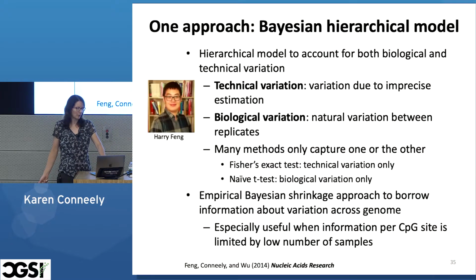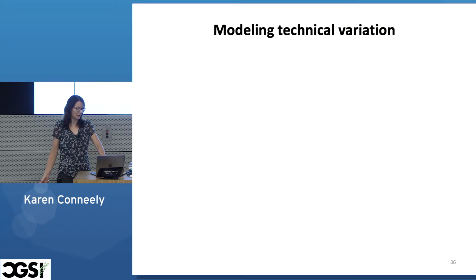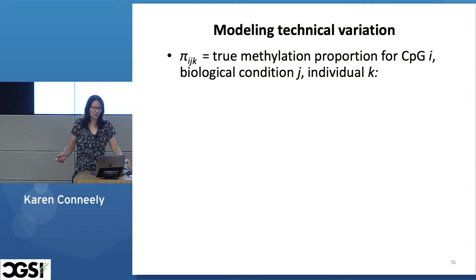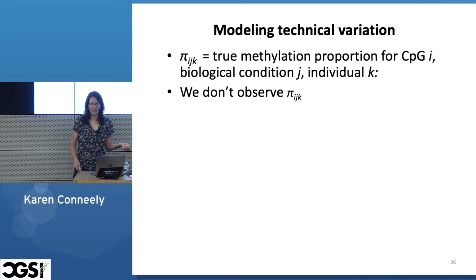And so first I'll talk about how Harry modeled the technical and the biological variation. With the technical variation, it's actually very straightforward to model. So we can assume that there is a true methylation for CpG i, biological condition j, and individual k. We will assume that there is a true underlying methylation proportion that we can't see, and we'll call it pi_ijk.